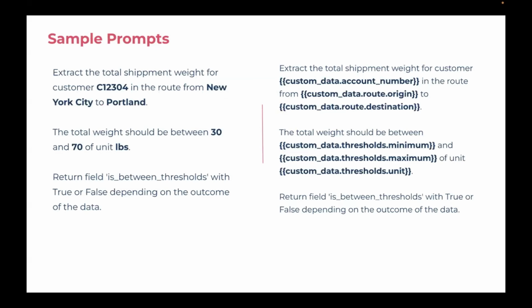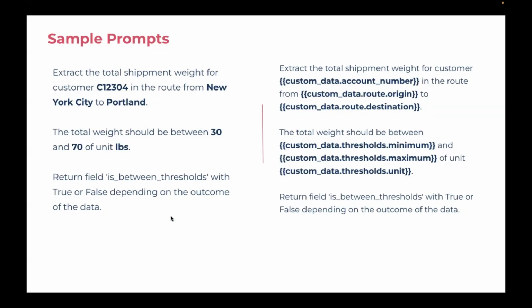As you can see over here, folks, we have 2 different prompts. One uses a custom data parameter and the other has a static prompt. If you look at the static prompt, with this prompt we're looking to extract some shipment details from a shipment report. And we're basically looking to see if the total shipment weight falls under the threshold limits of 30 and 70. So the minimum is 30 and the maximum is 70. And you can see that we've also mentioned the customer account number and the route, so what is the origin and the destination? We've mentioned all these details as data points in this particular prompt.